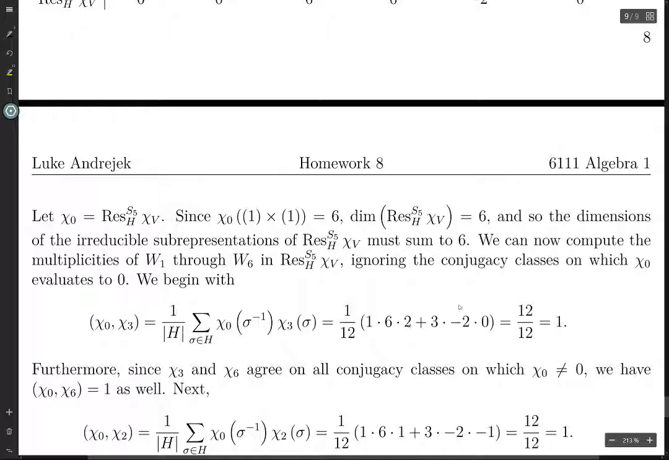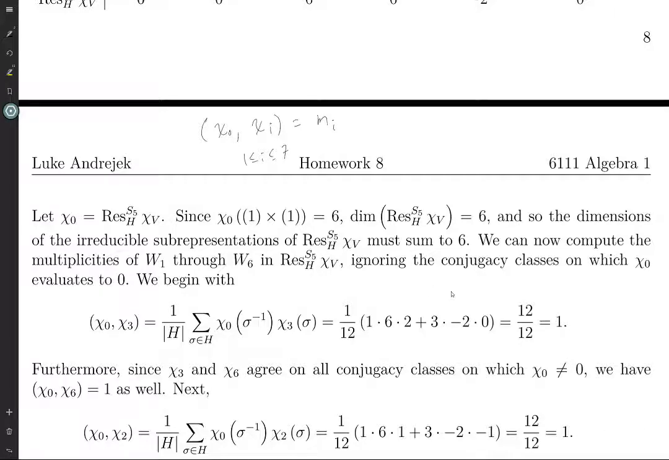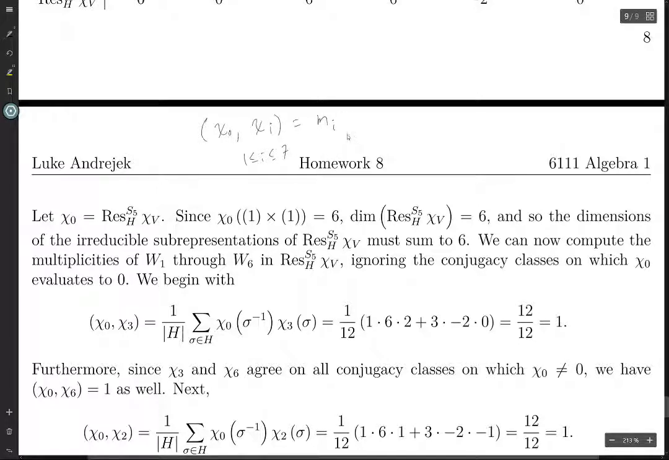And basically what we're using is that if we take the inner product of chi0 and chi_i, with i between 1 and 7, this is going to be the multiplicity of the irreducible representation i in chi0, or the multiplicity of the irreducible subrepresentation rho_i in the restriction from S5 of V.